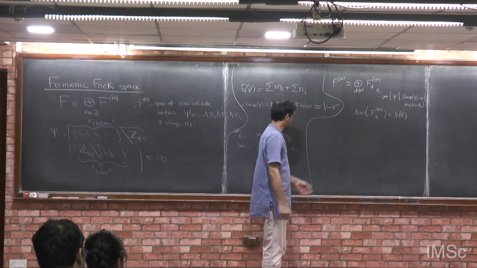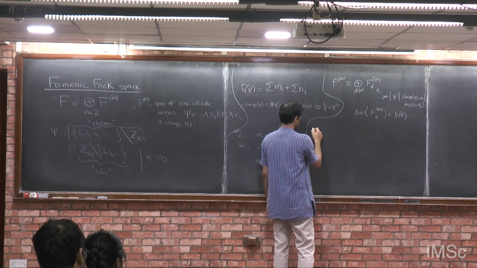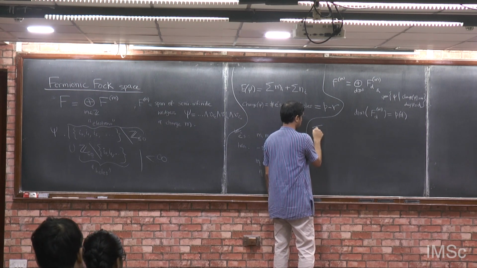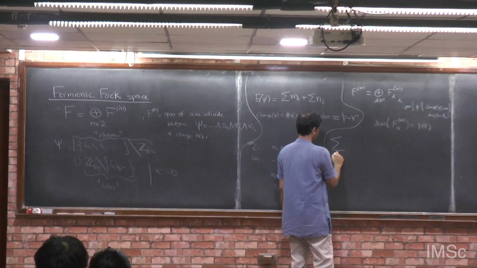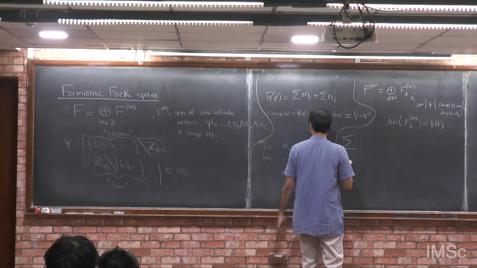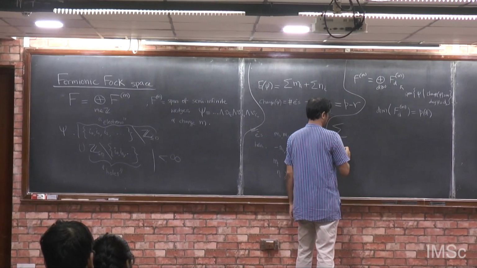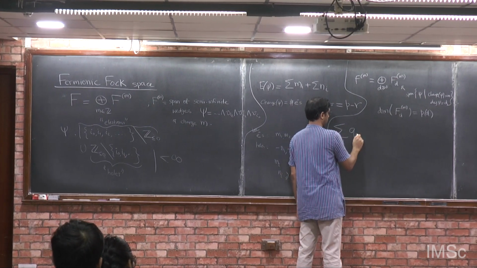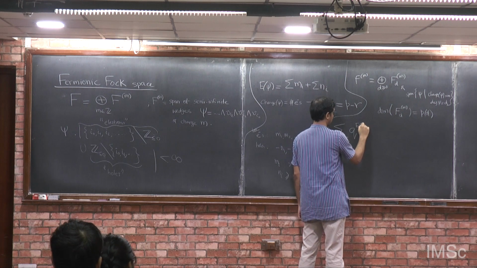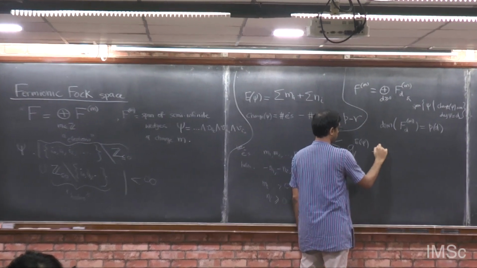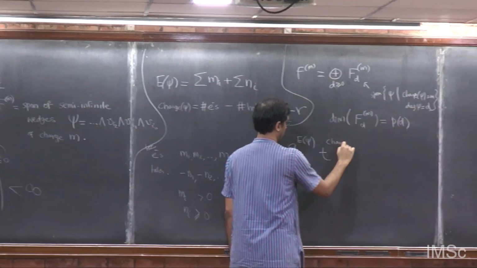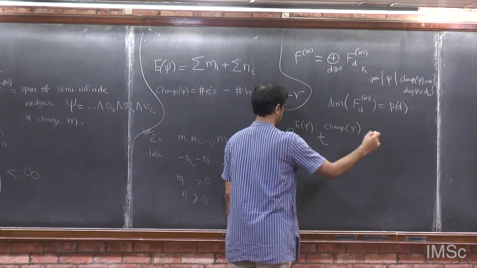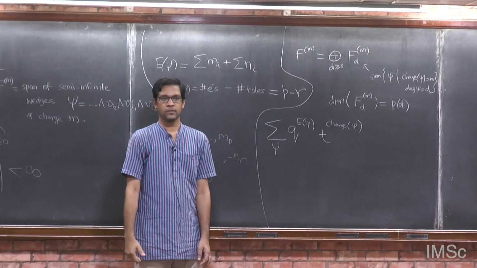So here's a nice little consequence of this. We can try computing the following generating function. You run over all these psi's, so take all the basis vectors, the semi-infinite monomials, and for each psi, let's calculate two quantities: q raised to the energy of psi, and t raised to the charge of psi. So consider this generating function.